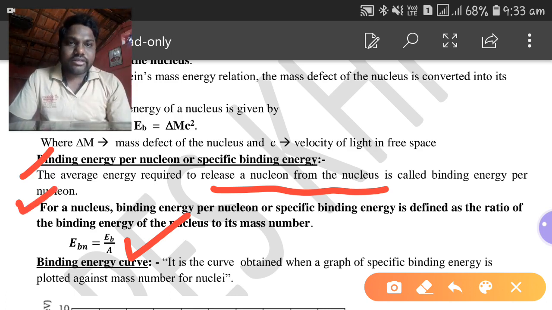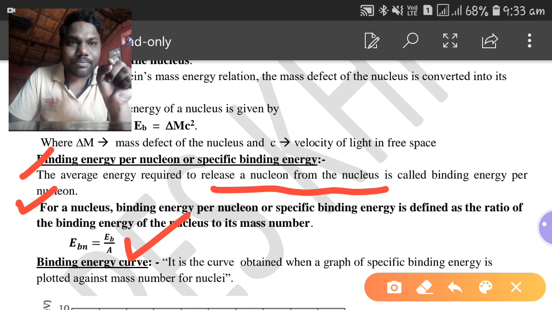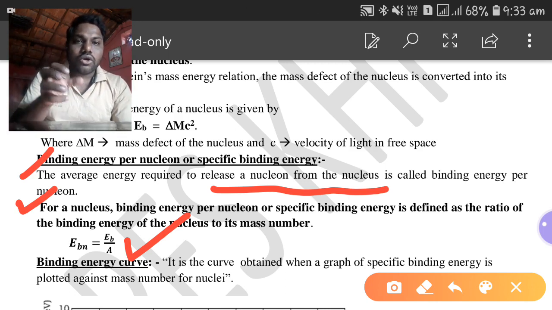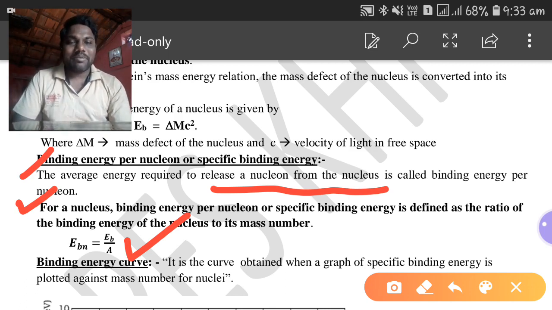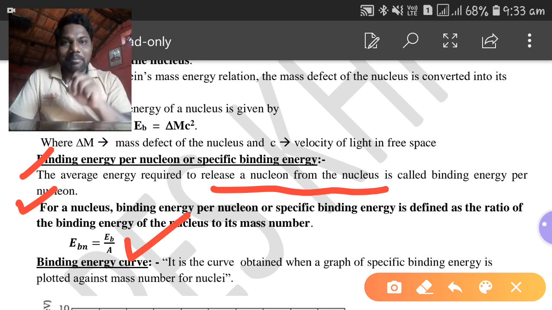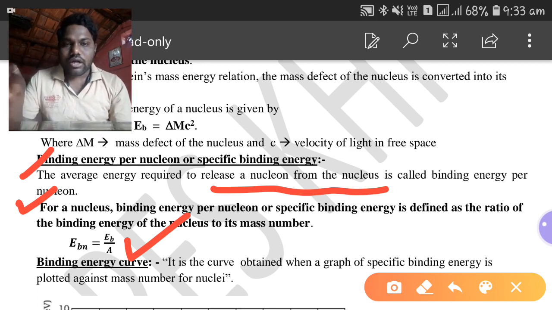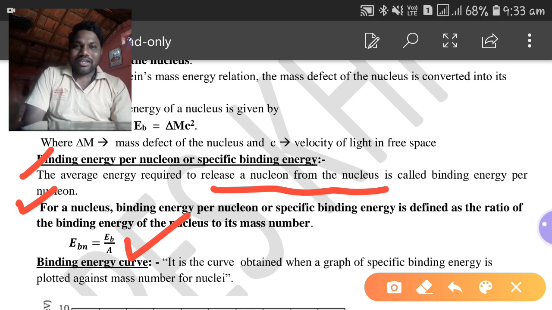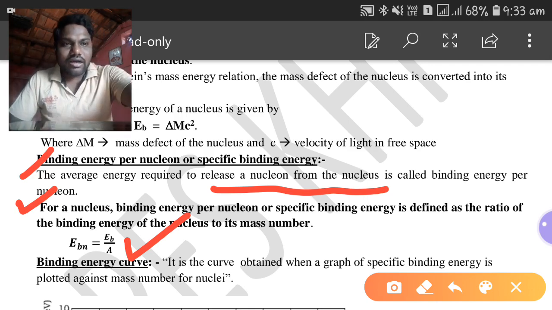For a nucleus, binding energy per nucleon, or specific binding energy, is defined as the ratio of binding energy of the nucleus to its mass number. That means binding energy divided by mass number will give you the specific binding energy, or the binding energy per nucleon. So once again, I will revise all those things.